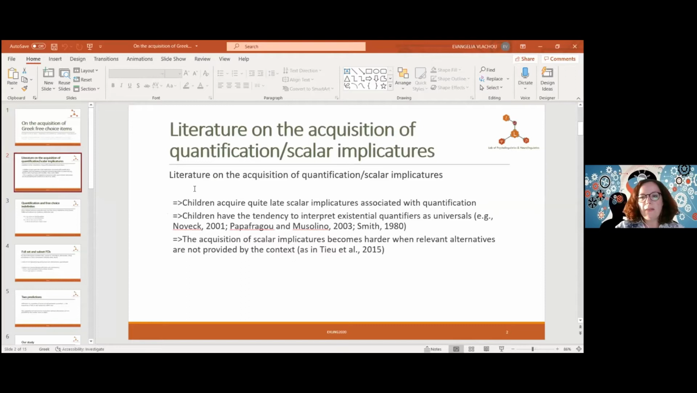So the literature on the acquisition of quantification and scalar implicatures is very interesting. Children acquire quite late scalar implicatures associated with quantification. They have the tendency to interpret existential quantifiers as universals. See, for instance, Noveck, 2001, Papafragou and Musolino, 2003, Smith, 1980. Moreover, in a more recent account, Zhou et al., 2015, have argued that the acquisition of scalar implicatures becomes harder when relevant alternatives are not provided by the context.